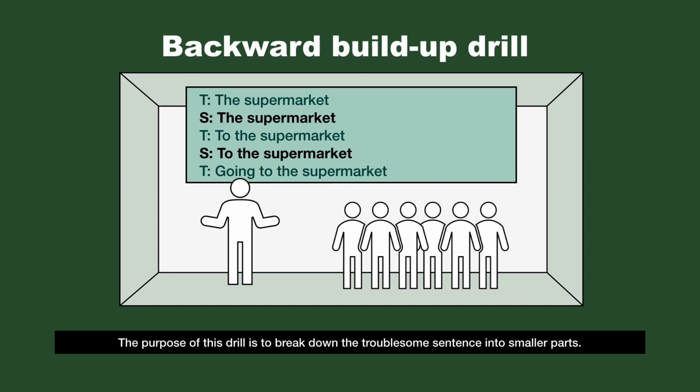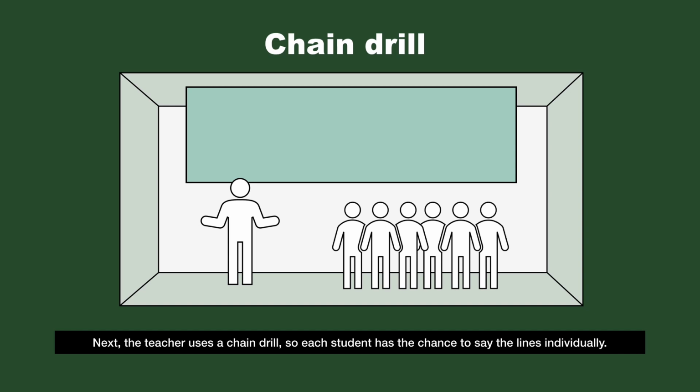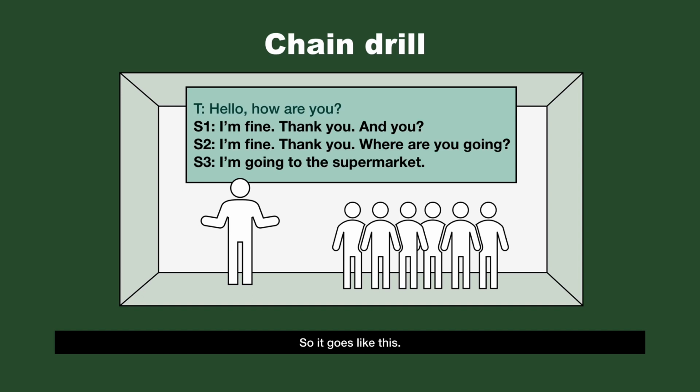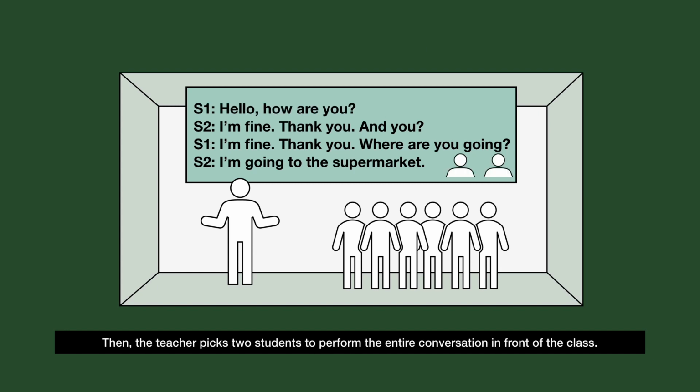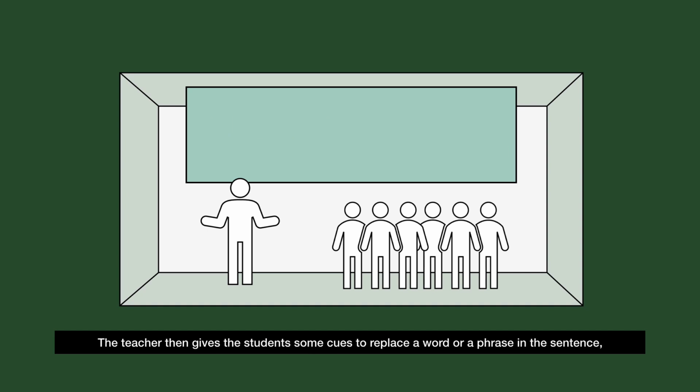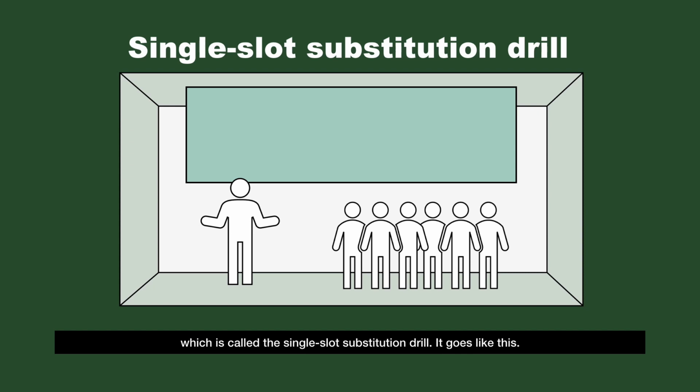Take "I'm going to the supermarket" as example. The teacher starts from the back of the sentence and gradually moves forward. Next, the teacher uses a chain drill, so each student has the chance to say the lines individually. So it goes like this. The teacher asks student 1, "Hello, how are you?" Student 1 responds, "I'm fine, thank you," and then turns to student 2 asking, "And you?" and so on. Then the teacher picks 2 students to perform the entire conversation in front of the class.